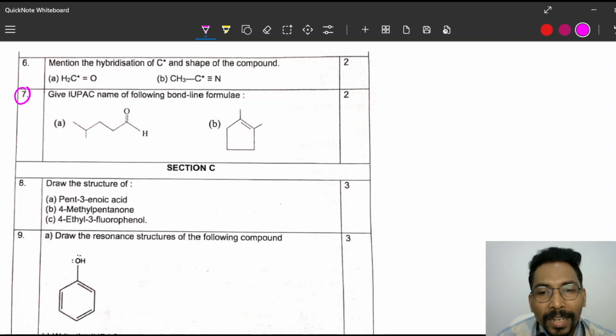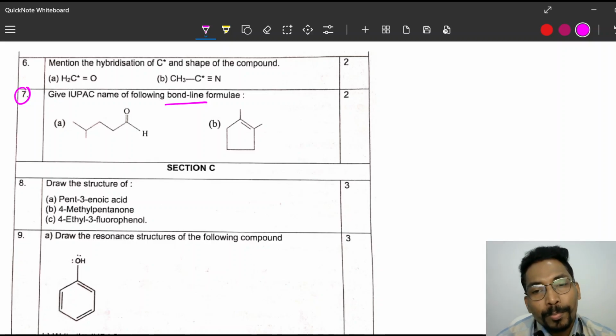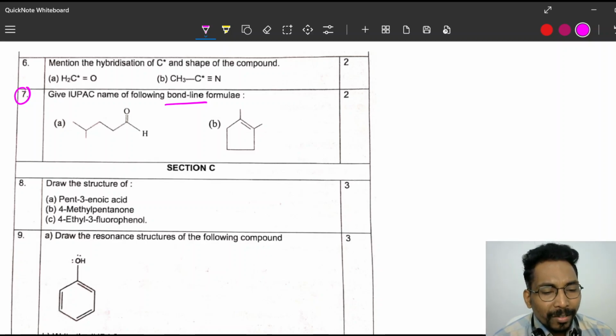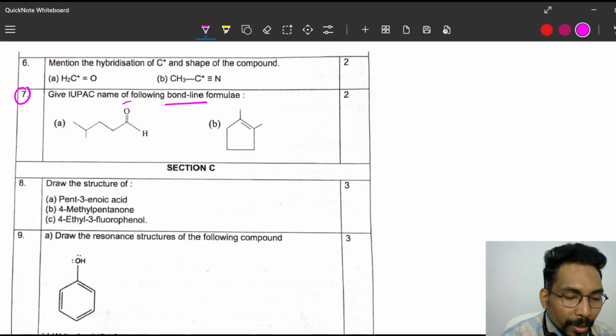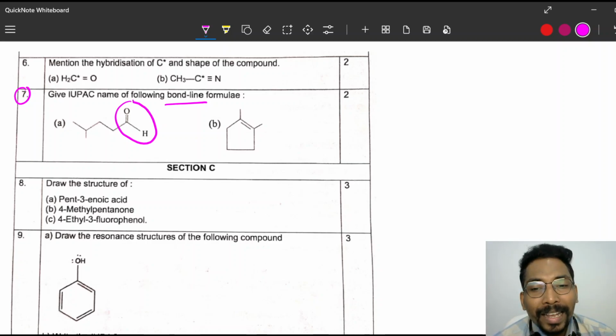Next one is a nomenclature question. So we can name in the question itself. Bond line formula is given. You have to name the compound. Can you please tell me what is the functional group present in the first compound? This is the functional group. That is an aldehyde group, C double bond OH or CHO. So definitely you have to start numbering from that aldehyde carbon.